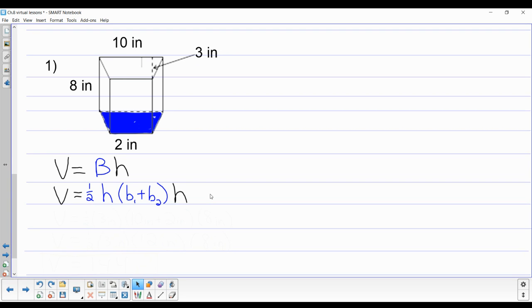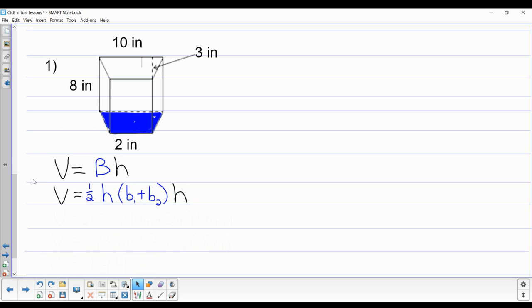When you do these problems, please don't just think h, please don't just think height. Think of the things as they are. 1/2 times the height of the trapezoid times base 1 of the trapezoid plus base 2 of the trapezoid times the height of the prism itself. And the height of the prism is always the distance between the bases.